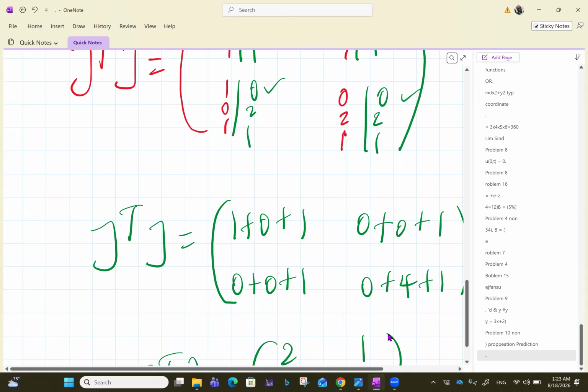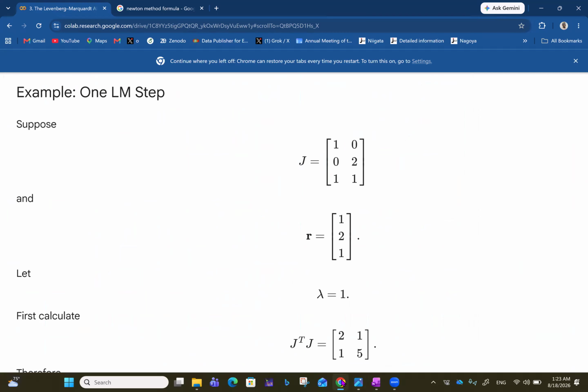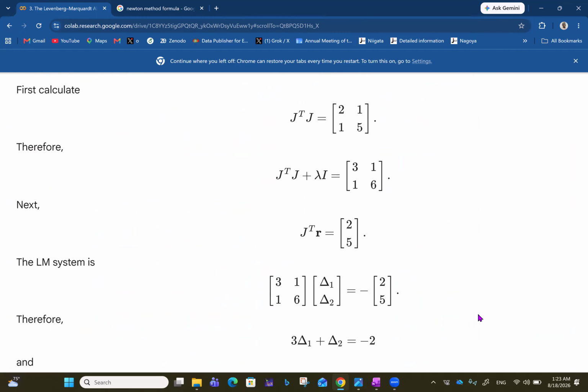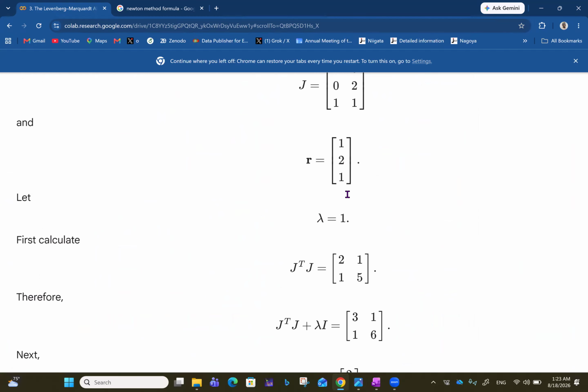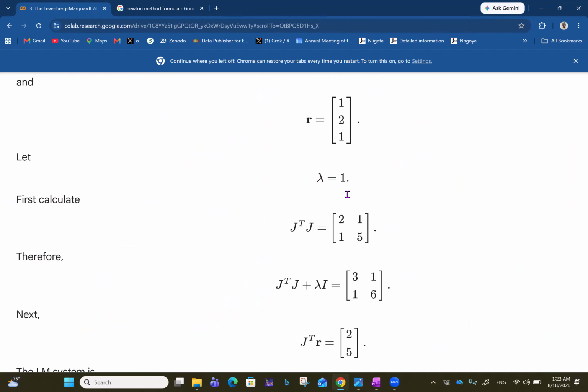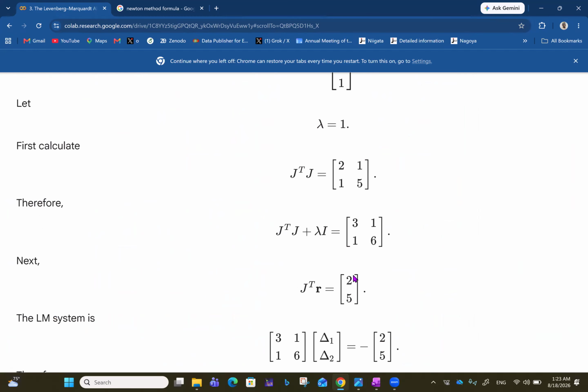That's what J transpose J looks like. So that's 2, 1, 1, 5. Therefore, we can then have J transpose J plus lambda I. Lambda is 1, and since it's a 2 by 2 matrix, this lambda I will simply be 1, 0, 0, 1. So that'll be 1 plus 2, you have 3. 1 plus 0, you have 1. Then 1 plus 0 again, you have 1. Then 5 plus 1, you have 6.